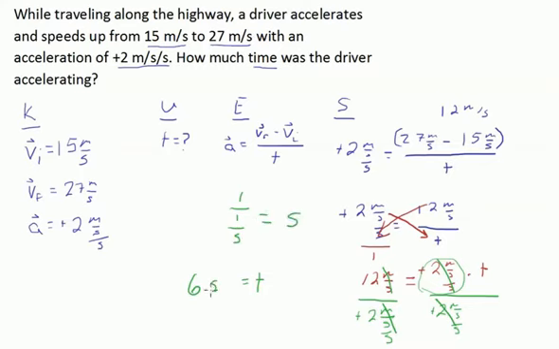So we get 6 seconds for the time it took for our car to accelerate from 15 meters per second to 27 meters per second at a rate of 2 meters per second every second.